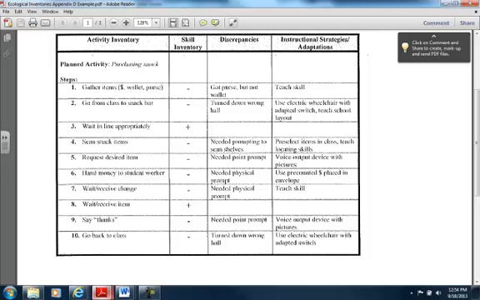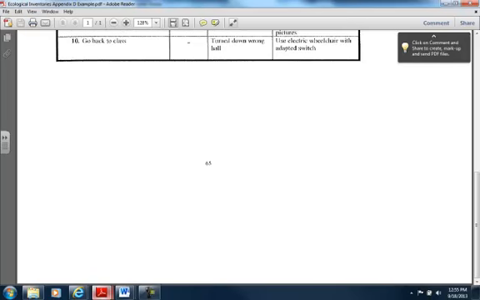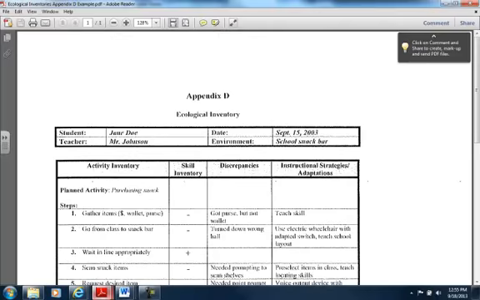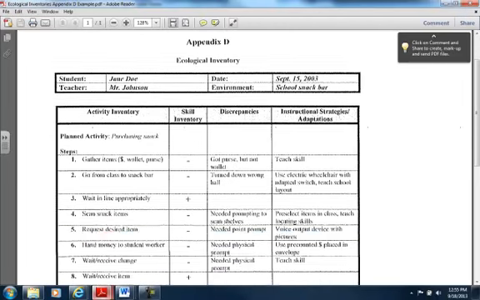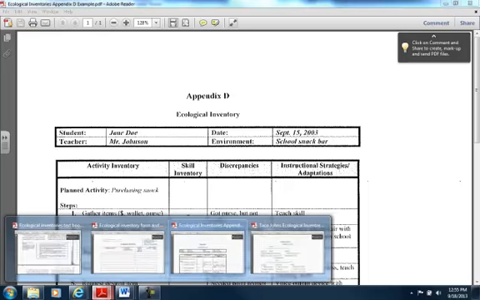And then again, teach the skill, use electric wheelchair with adaptive switch, teach school layout, so we have some mapping things, and how they're going to fix these areas or work on these areas so that the student can eventually be successful and independent, hopefully, purchasing a snack. So there's some ideas of what an ecological inventory is all about.